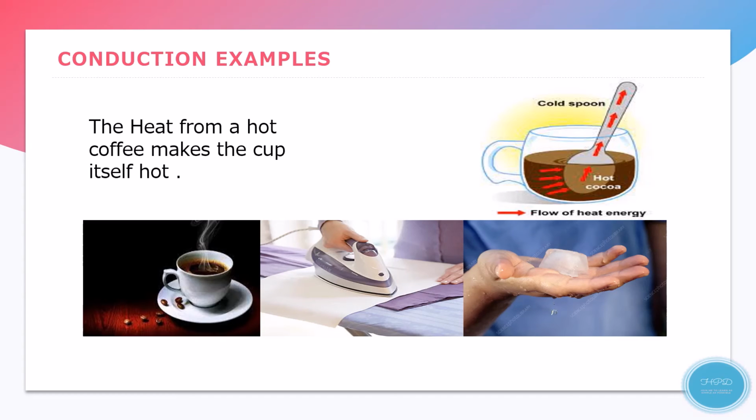Then an ice cube on our hand starts melting. It is because of the heat from our hand, which is transferred to the ice cube, which makes it melt. Then you can see one cup of coffee or cocoa where I have kept one spoon. That cold spoon is becoming hot because of the hot cocoa.